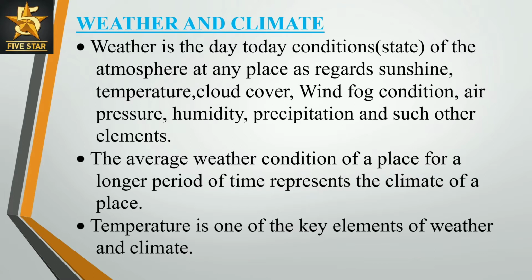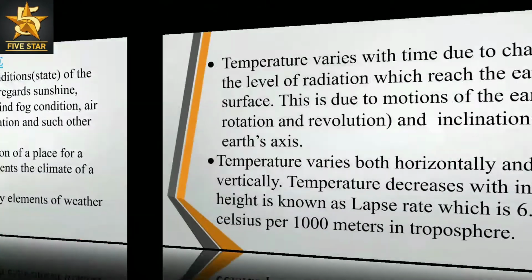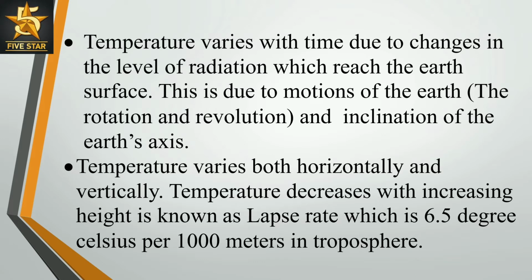Temperature is one of the key elements of weather and climate. Temperature varies with time due to changes in the level of radiation which reaches the Earth's surface. This is due to motions of the Earth, the rotation and the revolution, and inclination of the Earth's axis. Temperature varies both horizontally and vertically. Temperature decrease with increasing height is known as lapse rate, which is 6.5 degrees Celsius per 1000 meters in the troposphere.